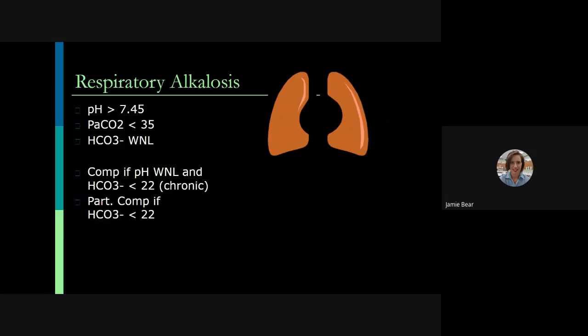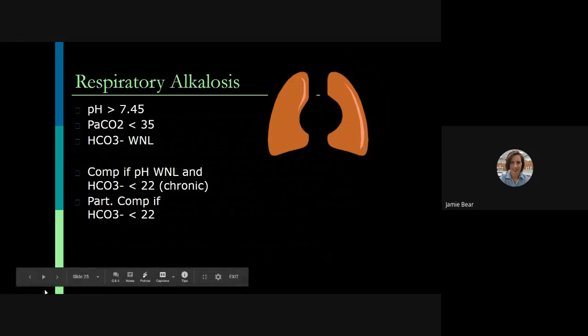Respiratory alkalosis happens with a pH of 7.45 or greater, PaCO2 less than 35, and bicarbonate within normal limits. There will be metabolic compensation if the bicarbonate level is less than 22 and the pH is within normal limits. And it's only partially compensated if the bicarbonate is less than 22 and the pH is not within normal limits.